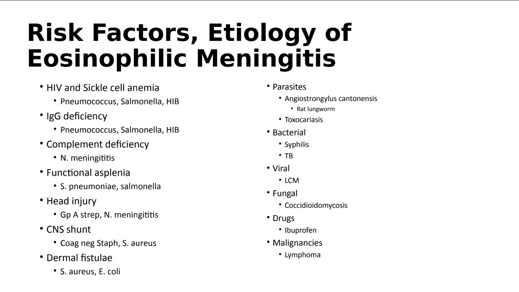Those who have head injuries will have connections of the brain through the cribriform plate to the nasopharynx, and sometimes they may present with group A strep meningitis and Neisseria meningitidis. And those who have CNS shunt infections, where the shunt is externalized to the skin, will have coagulase negative staph and Staph aureus as the pathogens, because these are the pathogens that are prevalent on the skin. Those with dermal fistulae will have Staph aureus and E. coli, also important.